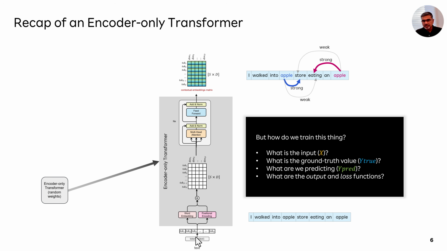So in this case, what is that ground truth value, the y true value? And then how do you predict the y pred so that you can compare the two? And what would be the appropriate output function and what is the loss function? So this is what we'll study in this episode in terms of how you train. And when you're training, how do you determine what is the x, the y true, the y pred, output function, and the loss function? Okay.